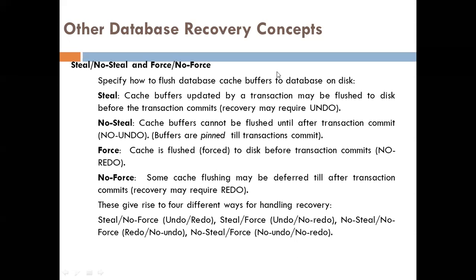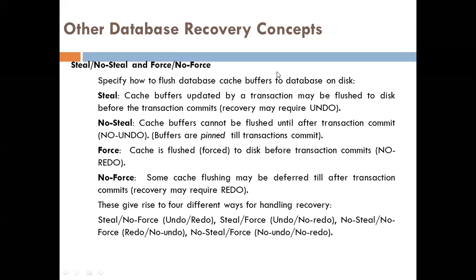In the steal method, the cache buffers updated by a transaction will be flushed to disk before the transaction performs the commit operation. If this operation is performed, then in the recovery phase an undo operation might be performed to reverse it.